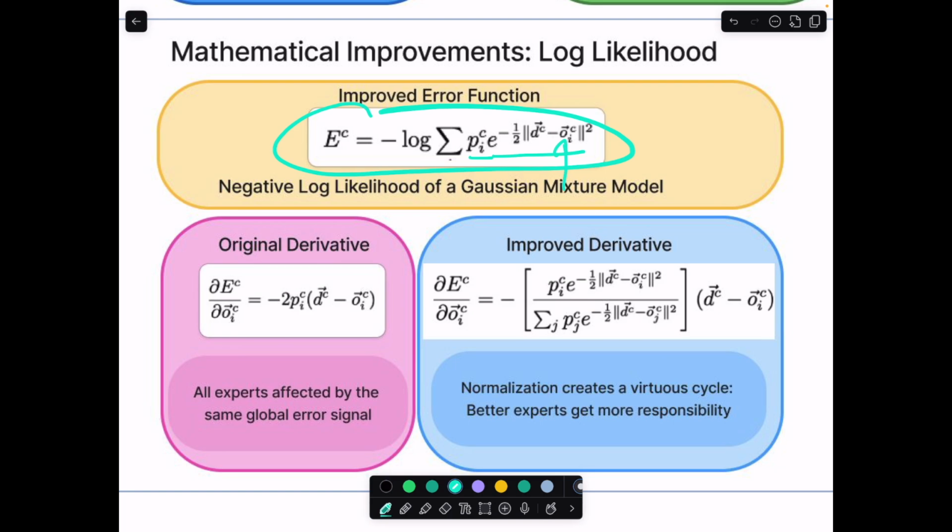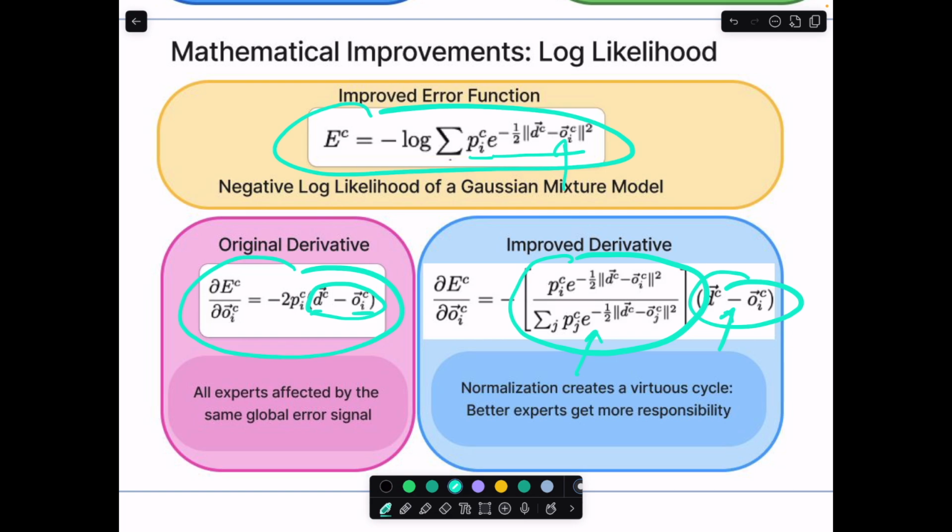In the original derivative, you can see here, this is the derivative of the original function. And for the improved derivative, the difference is that now we have a weighted term. Suppose we have a very strong expert that produces nearly identical result with the desired output. So this term will be almost 0 and this term will almost be 0 too. As we iterate and do backpropagation through the derivative, because we have a strong expert here, this term will be very large. And for a weaker expert using this new derivative function, their derivative will be smaller because of this normalization term.